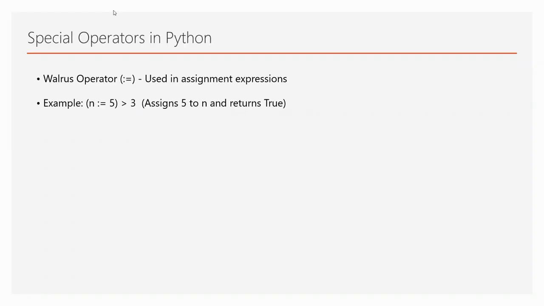Okay. Then comes special operators in Python. So this operator sign which you see over here is called the walrus operator. It allows assignment within expressions and reduces redundant code. Okay, so here you can see an example: n walrus operator 5, and then we are checking whether it is greater than 3 or not. So it is assigning 5 to n and then it will return the value to y because 5 is greater than 3.